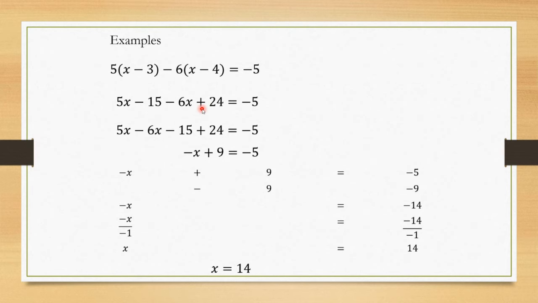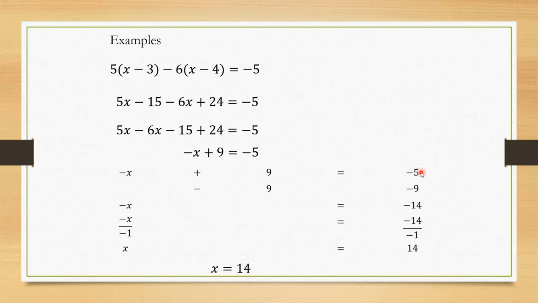Okay, so that's done. Now we can combine like terms, right? And what happens? We have 5x minus 6x minus 15 plus 24. And so we get minus x plus 9 is negative 5. That is what we get. And so that's really what I'm solving here.